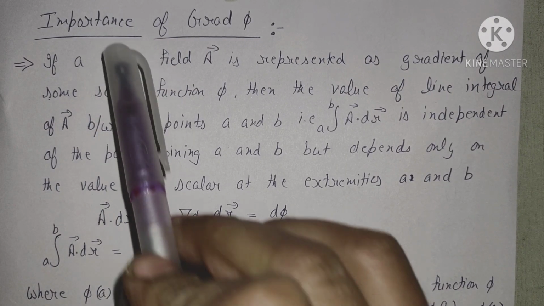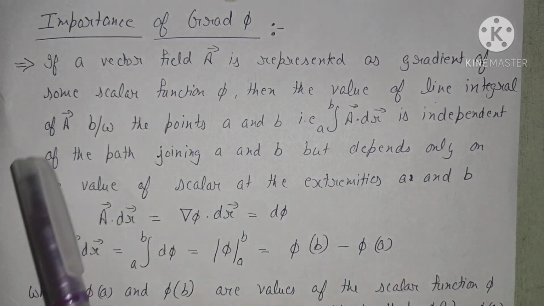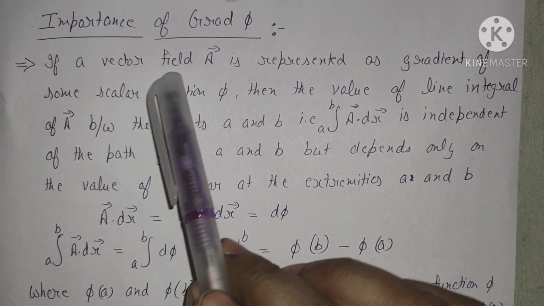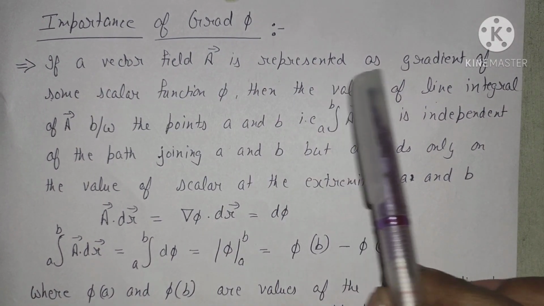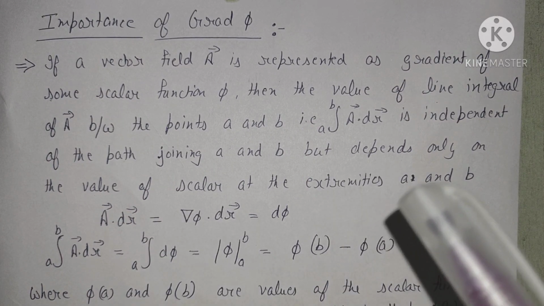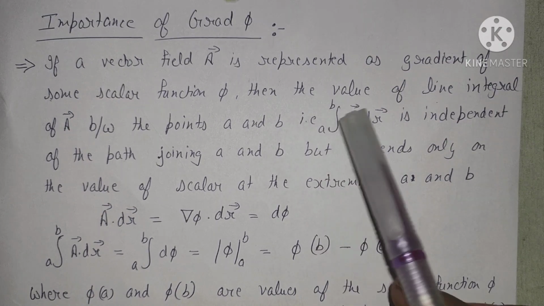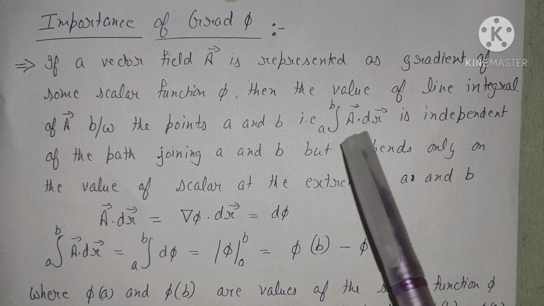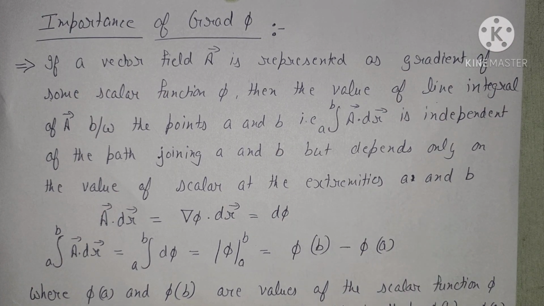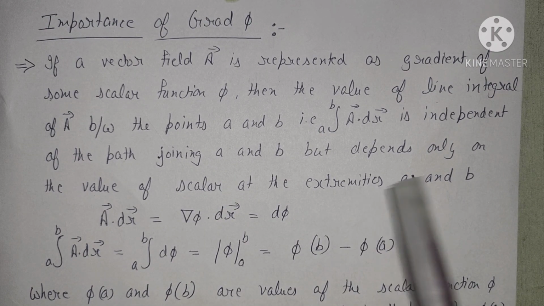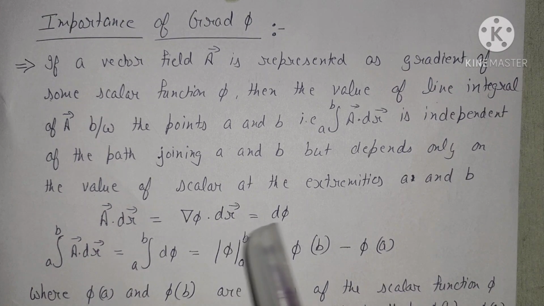So next is importance of gradient of phi. There are 2 points which define the importance of gradient of phi. First point, if a vector field A vector is represented as the gradient of some scalar function phi, so A is equal to del phi, then the value of line integral of A vector between the points A and B, that is integration A to B A dot dr vector, is independent of the path joining A and B, but depends only on the value of scalar at the extremities A and B.